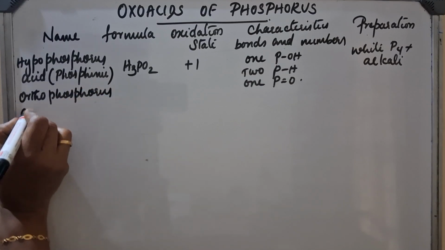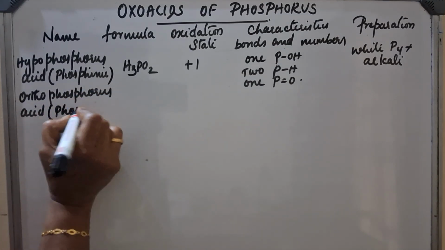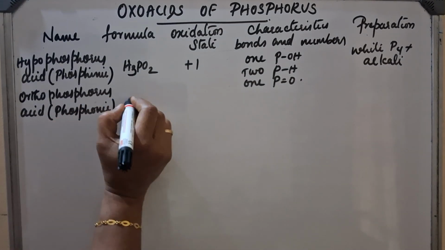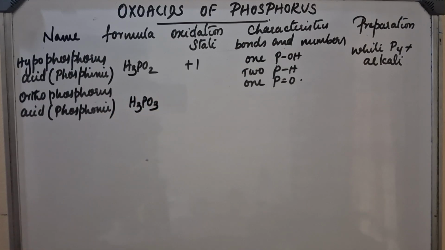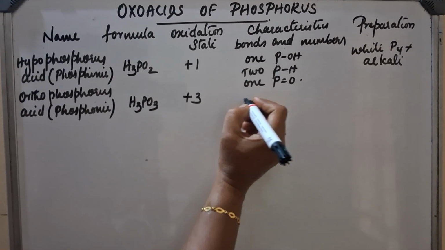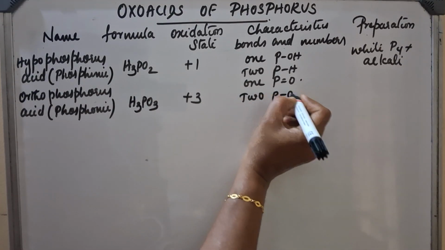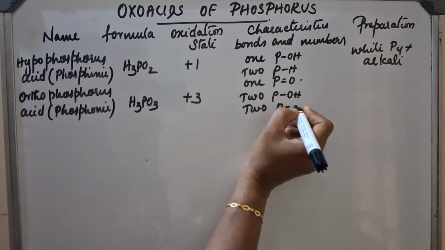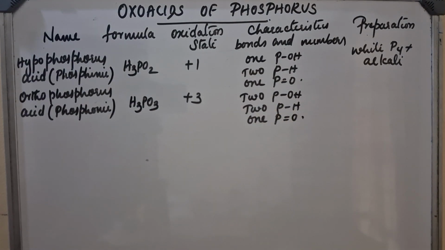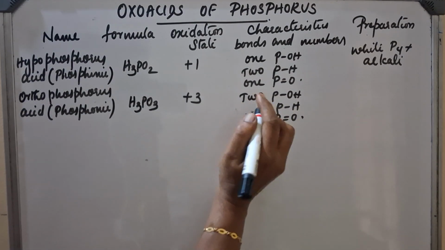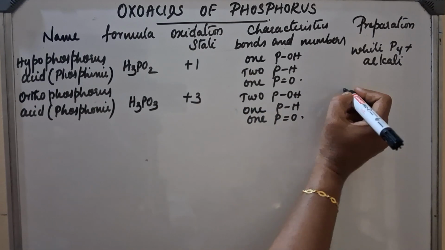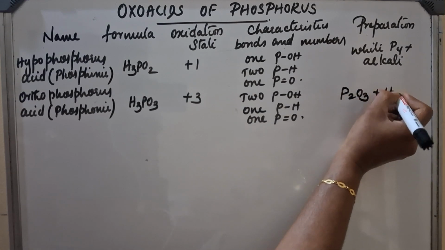Now, second compound is orthophosphorus acid, or phosphonic acid. Its formula is H3PO3. Here phosphorus has the oxidation state +3, and the bonds present are, sorry, 2 P-OH, 1 P-H and 1 P=O. It can be prepared by the reaction between P2O3 and H2O.